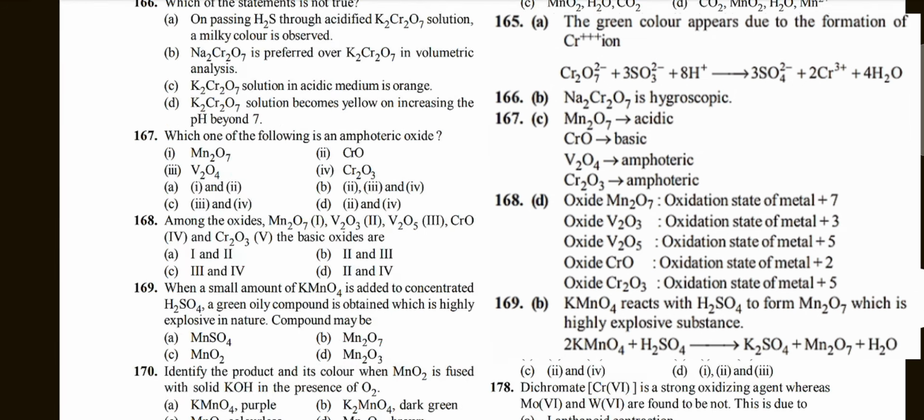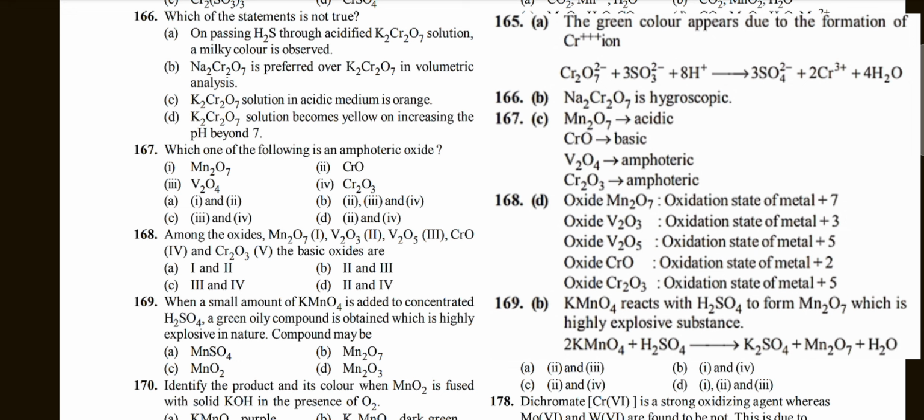166, which of the following statements is not true? So here option B, Na2Cr2O7 is preferred over K2Cr2O7 in volumetric analysis. This is wrong, because Na2Cr2O7 is hygroscopic. So option B is incorrect.